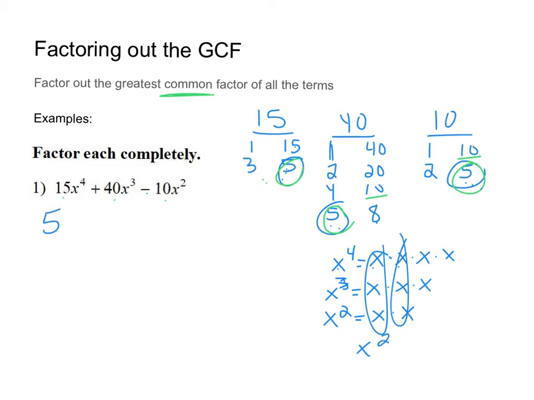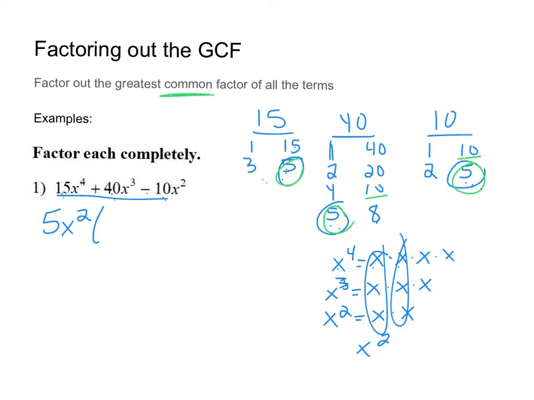So our greatest common factor is 5x squared. That's the most that these 3 terms have in common. And now we're going to rewrite this by taking out the 5x squared and writing it out in front and leaving behind what isn't common.